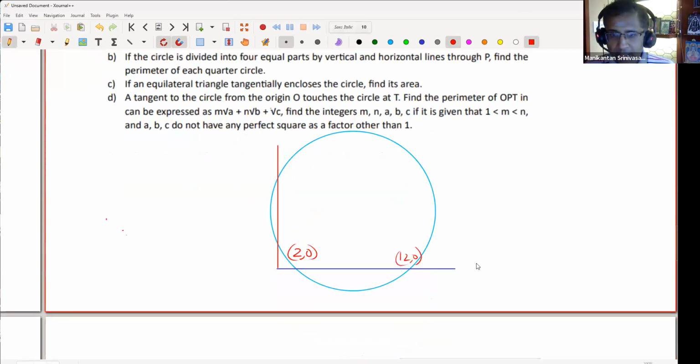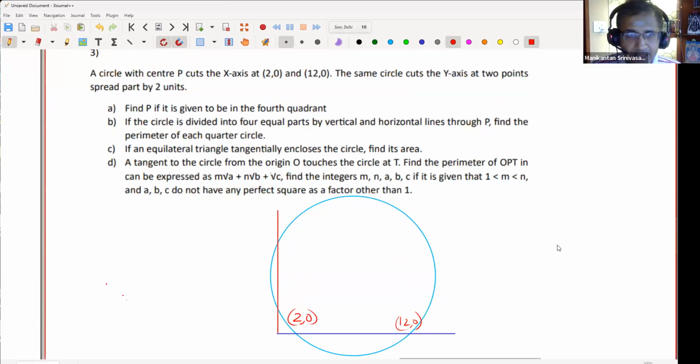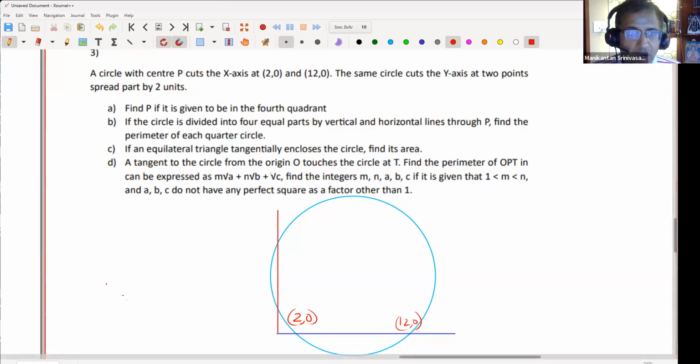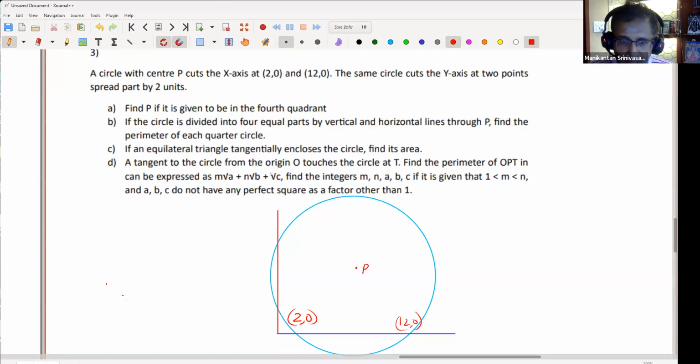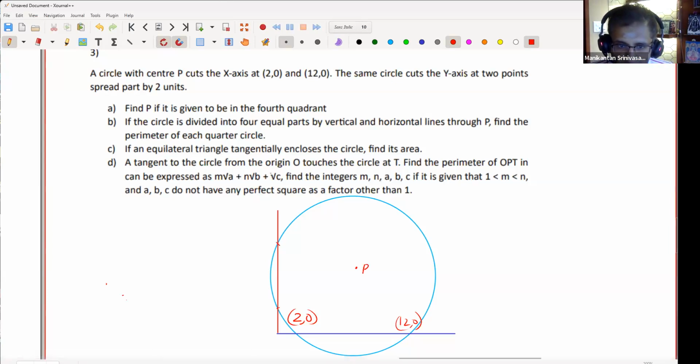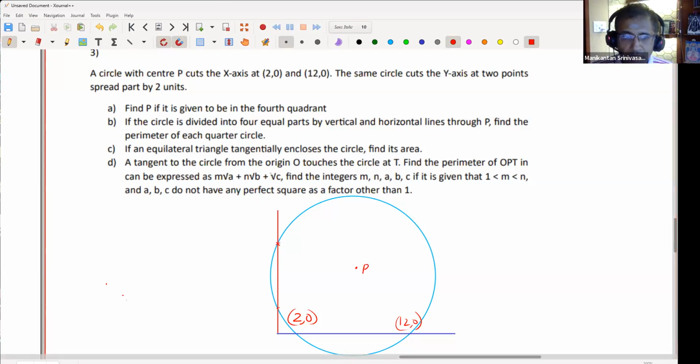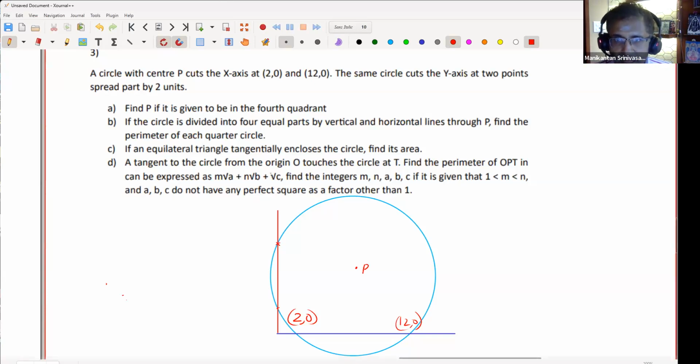So 2, 0 and 12, 0 are the intersection points with the x-axis. And find P, where P is the center, right? So let's mark P here. P is the center here. These two are the points where it cuts the y-axis. Now, what do we know? We know an important property in circles.